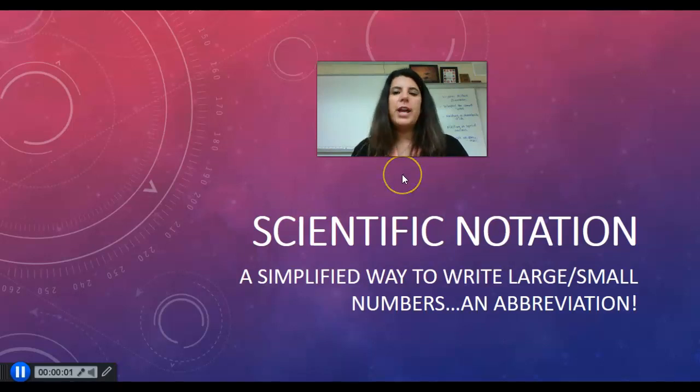Hey guys, so section 2 in chapter 2 is on scientific notation. Basically, scientific notation is just a simplified way to write really large numbers or really small numbers. It's like an abbreviation, like "don't," where the apostrophe replaces the O in "do not." Scientific notation is kind of like that. It's an abbreviation of numbers.